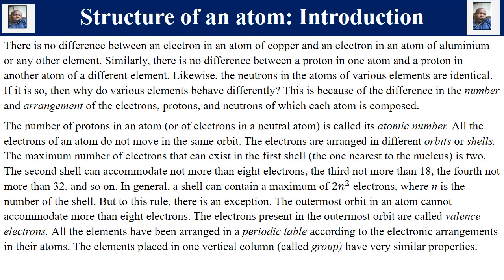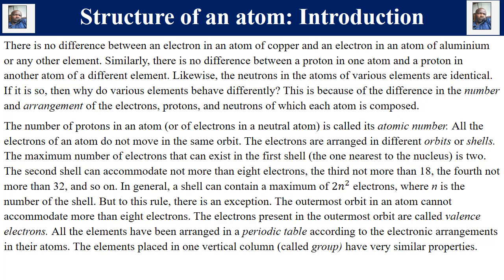This slide is very, very important. You must go through it apart from the video. Please take note that there's no difference between an electron in an atom of copper and an electron in an atom of aluminium, or an electron in any other element on the periodic table. And please take note that there's no difference between the behavior of a proton in any one atom and a proton in another atom of a different element. Please take note, those points are very, very important. The same applies to neutrons. They are not different.